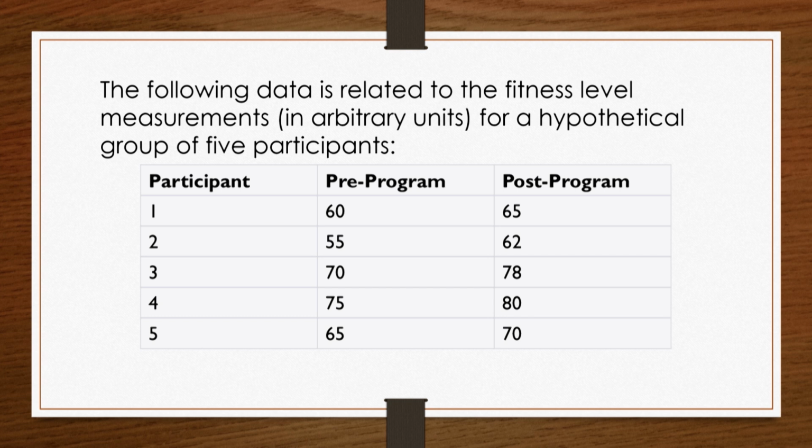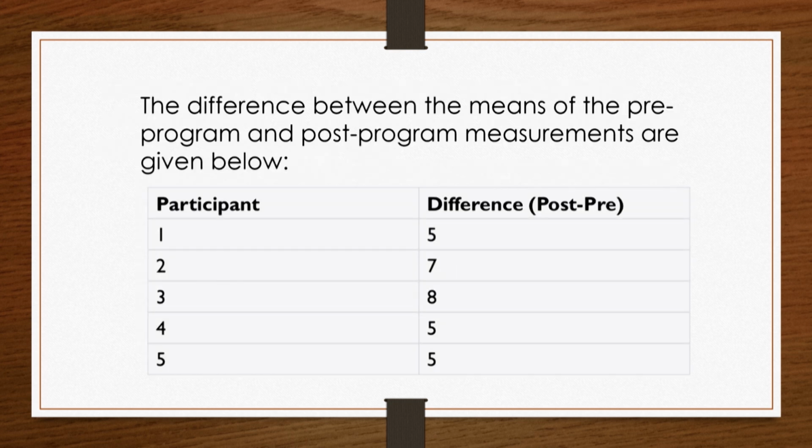Here I have taken 5 participants: what is their fitness level before the training program, and what is their fitness level after the training program, given as pre-program and post-program. The values are listed here. For participant 1, it is 60 and 65. For participant 2, it is 55 and 62. For participant 3, it is 70 and 78. For participant 4, it is 75 and 80. And the last participant, 5, is 65 and 70.